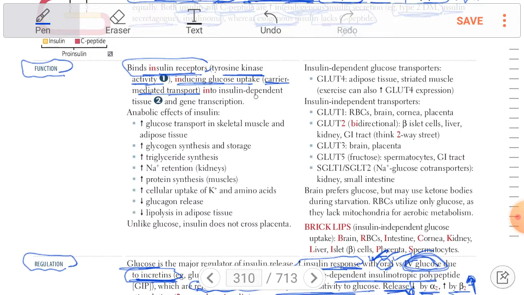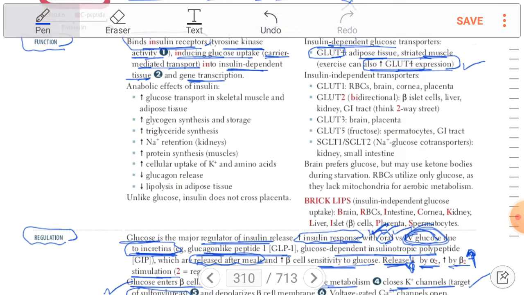So here we have insulin dependent tissue. It's called what? Insulin dependent glucose transporters. It's called what? GLUT4, in adipose tissue and striated muscle. Exercise can also increase GLUT4 expression. Then there is increase in gene transcription.